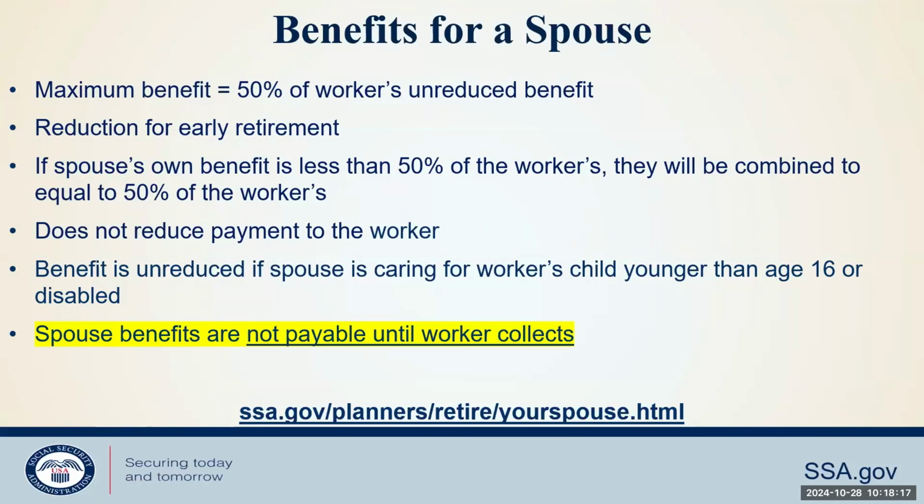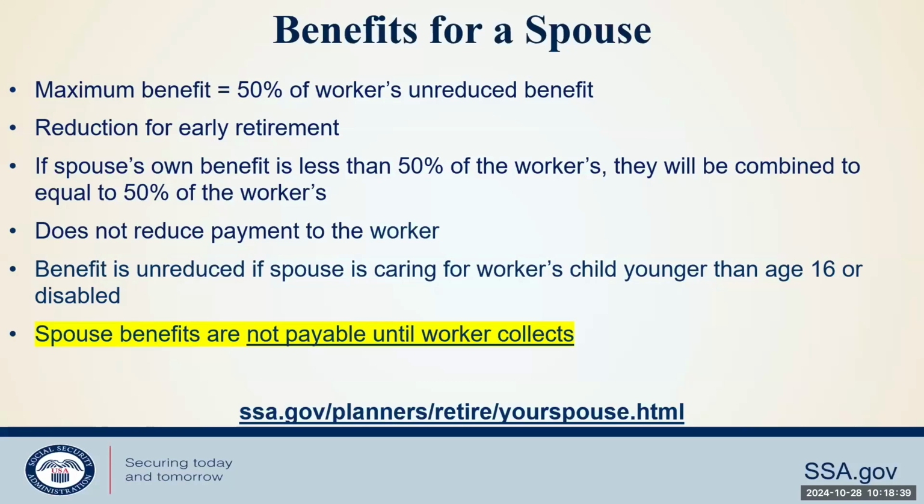If the spouse has their own work history, they have to file on their own record first. Then we look to see if they're owed any additional, up to that 50% of the wage earner's full benefit amount. This spousal benefit does not reduce the wage earner's benefit. Okay, so keep that in mind. It doesn't hinder their payment at all.